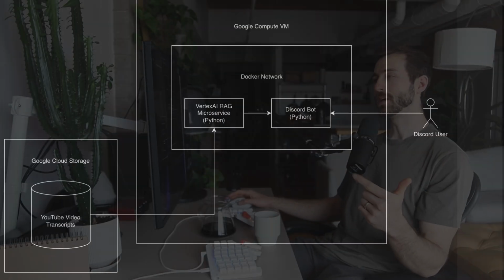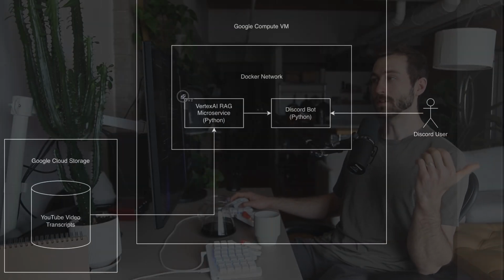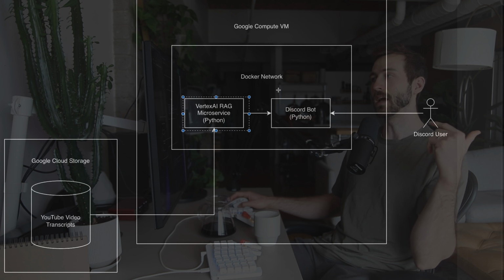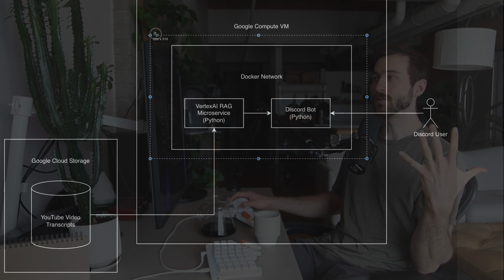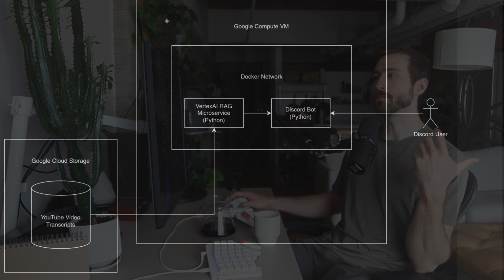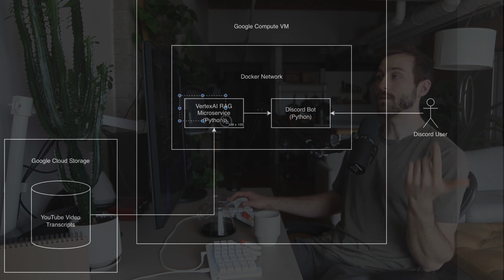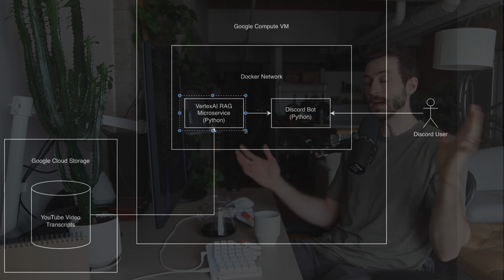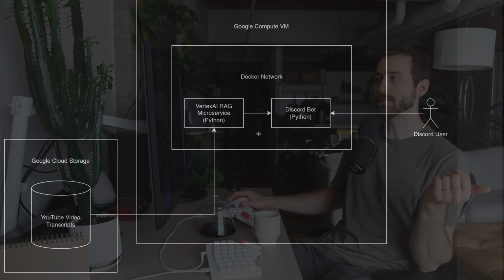So just to remind you what we did, we built a VertexAI RAG microservice, and I've got that talking to a Discord bot. In today's video, I connected these two things over a Docker network, but I have a previous video where I show how this RAG microservice works, how exactly I built this. It's a great guide for getting started using VertexAI on GCP.